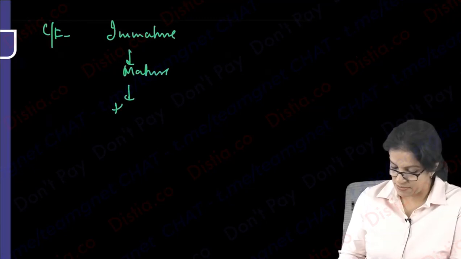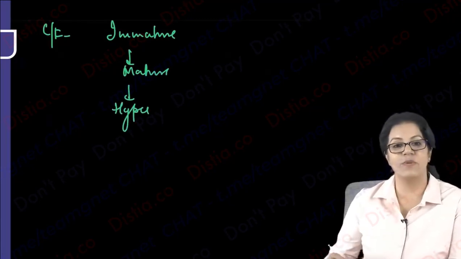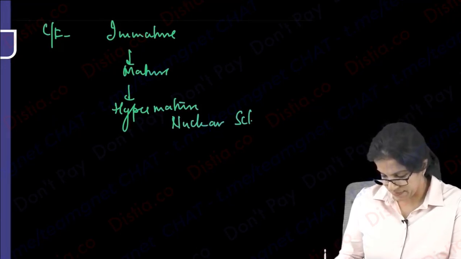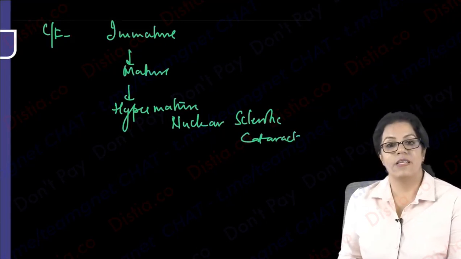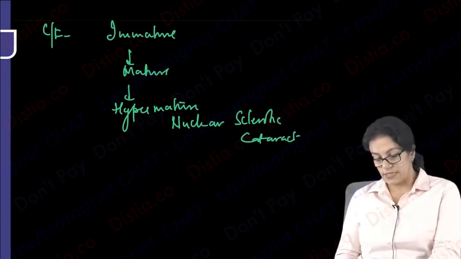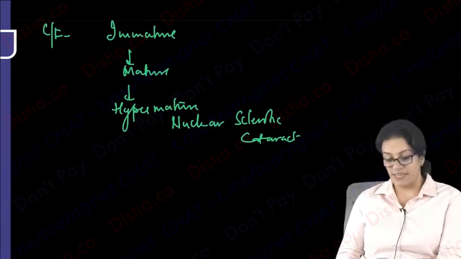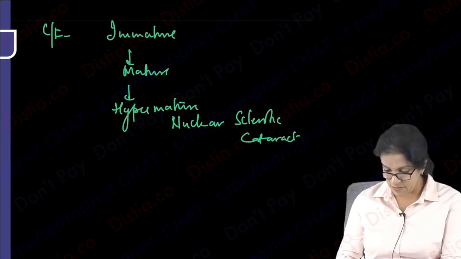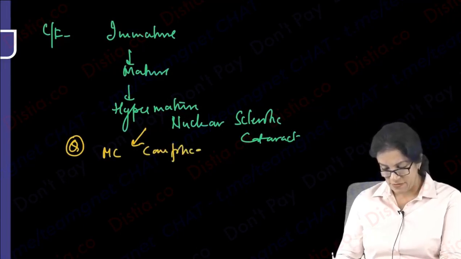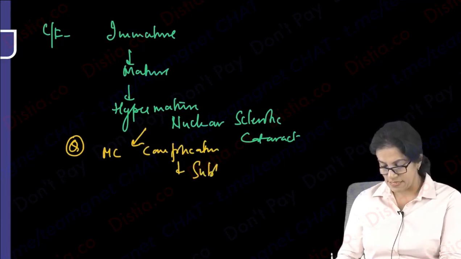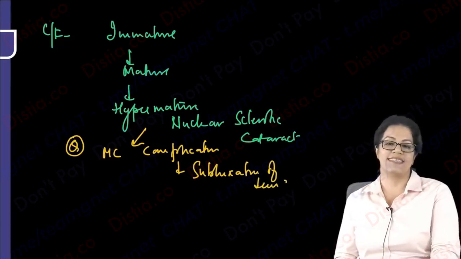And what is the name? This time it is mainly sclerotic, isn't it? It's all nuclear sclerosis. So this is the hypermature nuclear sclerotic cataract. Now they have asked you here: this is mainly a sclerotic hypermature cataract. What is the most common complication of this condition? Now make a cue and note down. The most common complication, we will answer, is subluxation of lens.